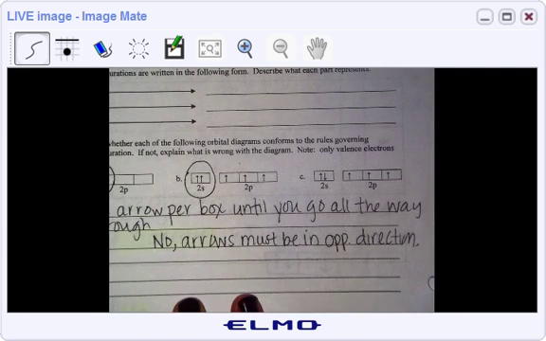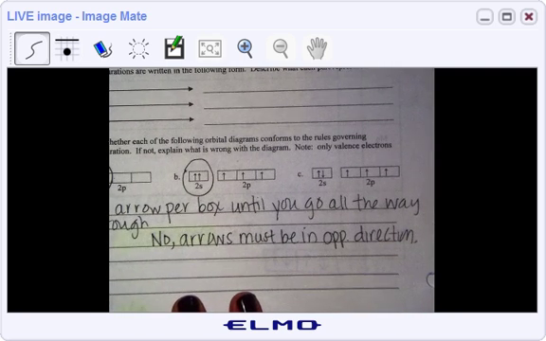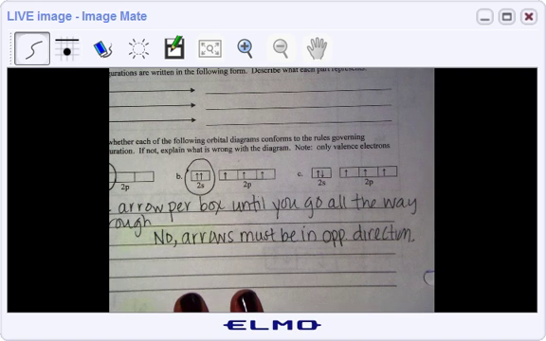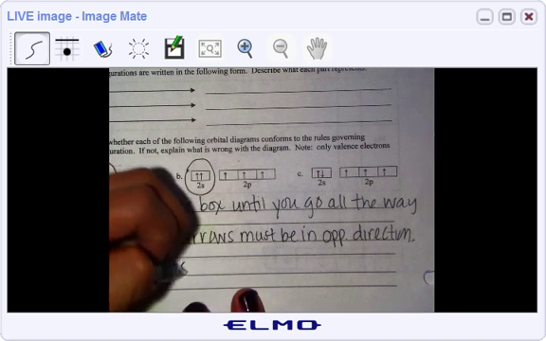And you can feel free to pause it at any time to write down the answers. For 5C, is it following the rules? And the answer for 5C is yes.